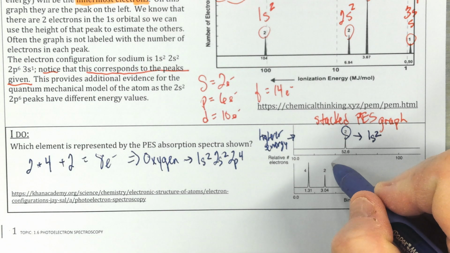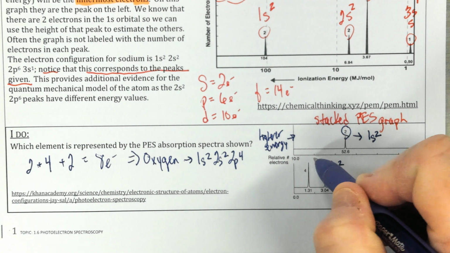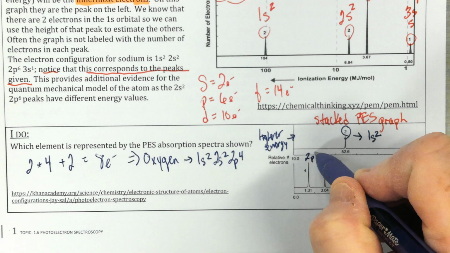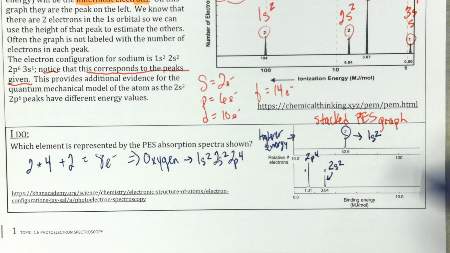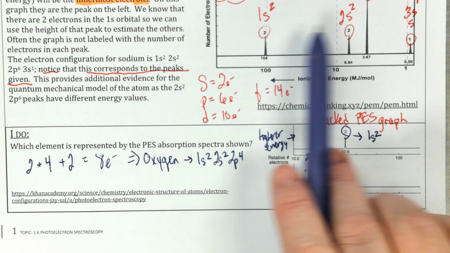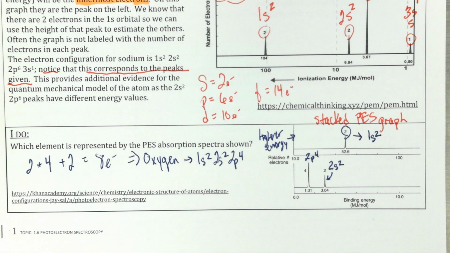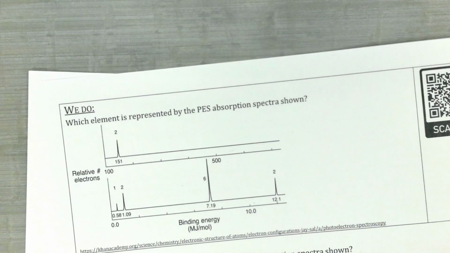This is my 2s2, and then this is my 2p4. So it's like you're reading the electron configuration from right to left instead of left to right. So stacked PES graphs you've got to be careful with. Okay, all right. So let's flip this over and look at the redo.